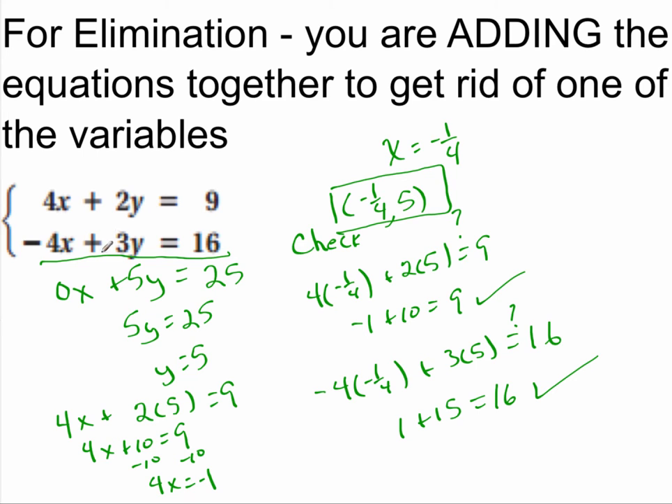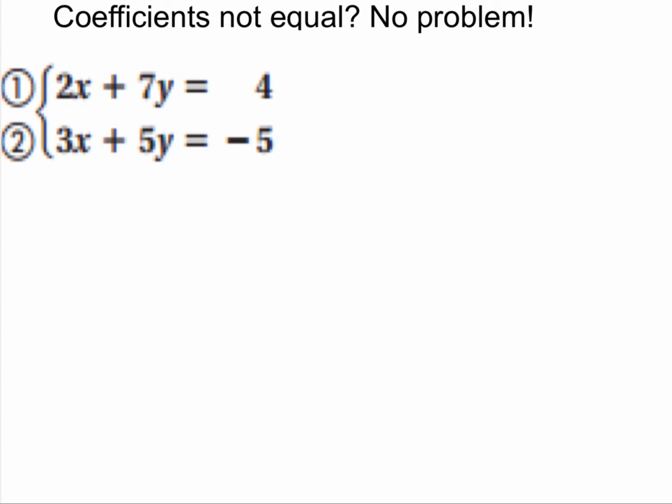You're going to want to use this method as opposed to substitution when it's not so easy to solve one equation for one of the variables. Let's try another one. Suppose I have 2x plus 7y is equal to 4 and 3x plus 5y is equal to negative 5. Now I can't just add these. So what do you do when the coefficients aren't equal? Well, that's no big deal.